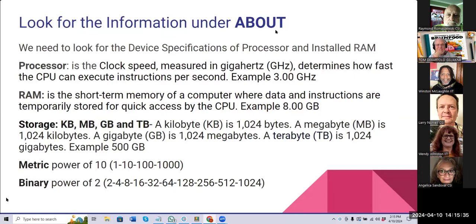And of course, it's not easy to find, but once again, it's on the left-hand side. You need to scroll down and see the last setting that you could hit, and it's called About. So we're going to get the information we're looking for. It's going to tell us the specifications of the processor and the installed RAM that we have.